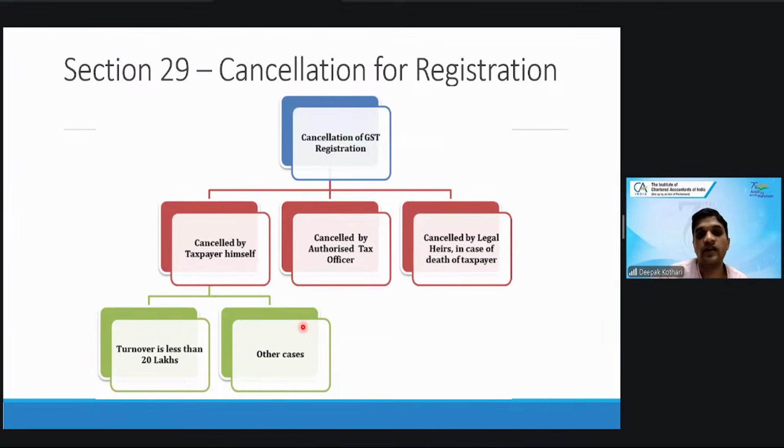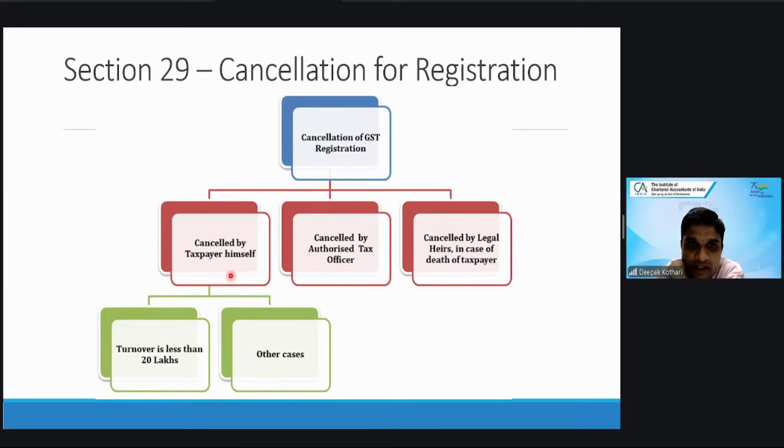Then cancellation. You have applied for registration, you want to cancel? Yes, you can cancel. Either the taxpayer can cancel, the officer can cancel, or third, where both are not there, the proprietor himself is dead or the business is closing down. In that case, it can be cancelled by the legal heirs, because the proprietor is no more. So the legal heirs can apply for cancellation.